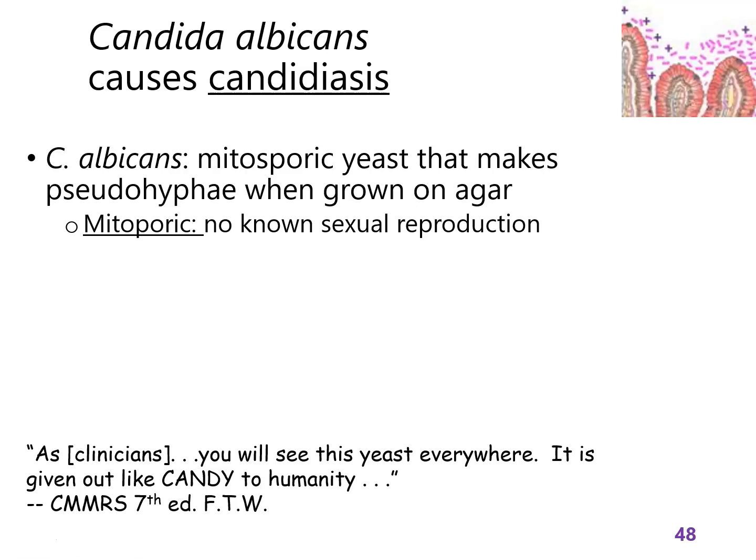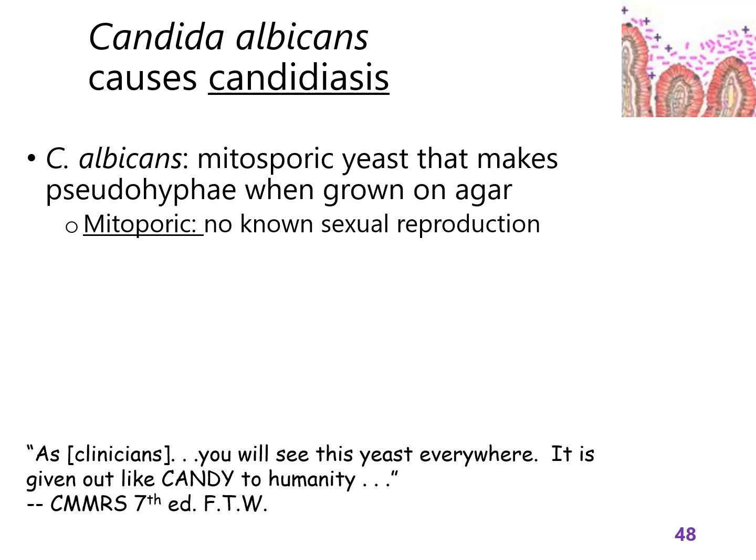Next we have Candida albicans, and I've mentioned this a few times. It is a mitosporic yeast, which means no one has ever found sexual reproduction in it. Why does that matter? Well, that matters because fungi are classified based on their type of sexual reproduction.